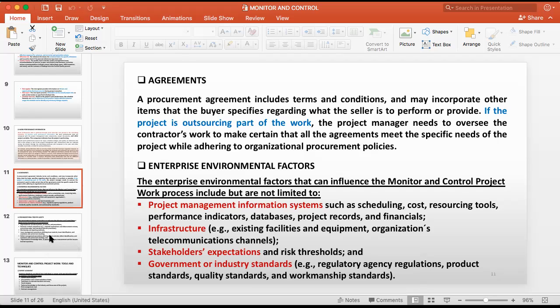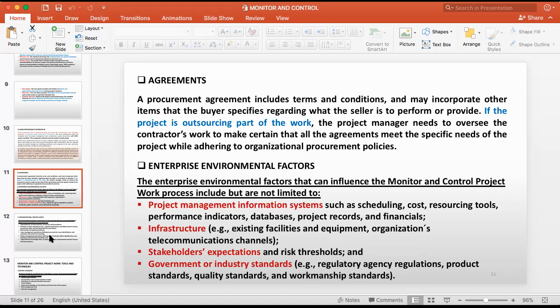So how is the company handling this environment, the stakeholder environment? How to manage that? How are you handling these stakeholders? This is your internal environment. Government or industry standards, this is the external environment. There are some regulations.